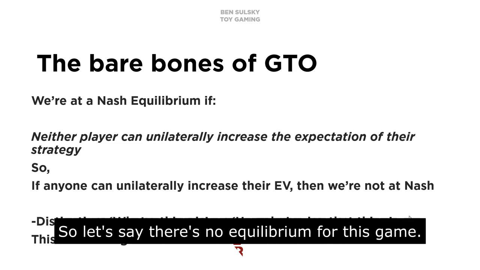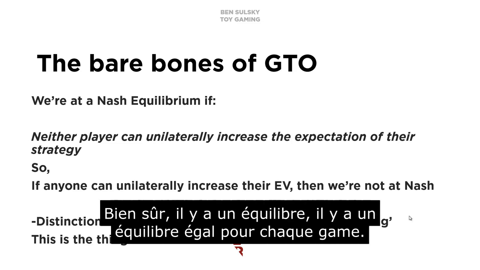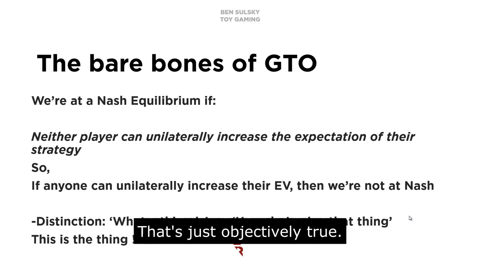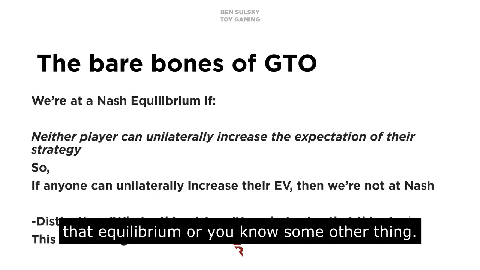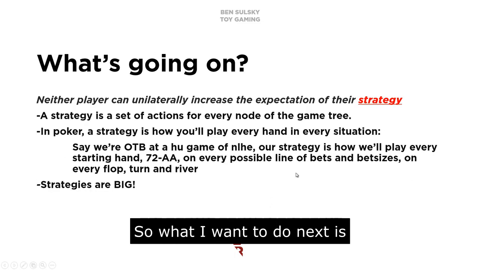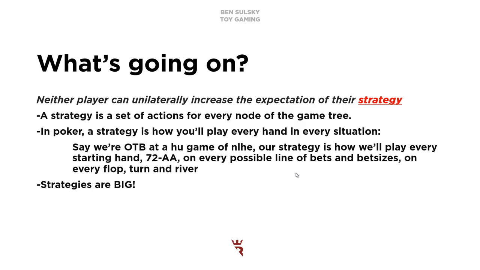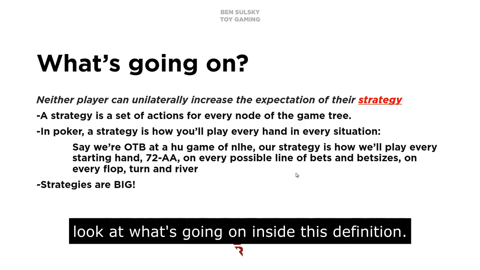So they'll say there's no equilibrium for this game. But of course there is an equilibrium. There's an equilibrium for every game. That's just technically true. What they're actually saying is, I don't know how to get that equilibrium. Or it's beyond our current computing power to get that equilibrium. Or some other thing. So what I want to do next is look at what's going on inside this definition.